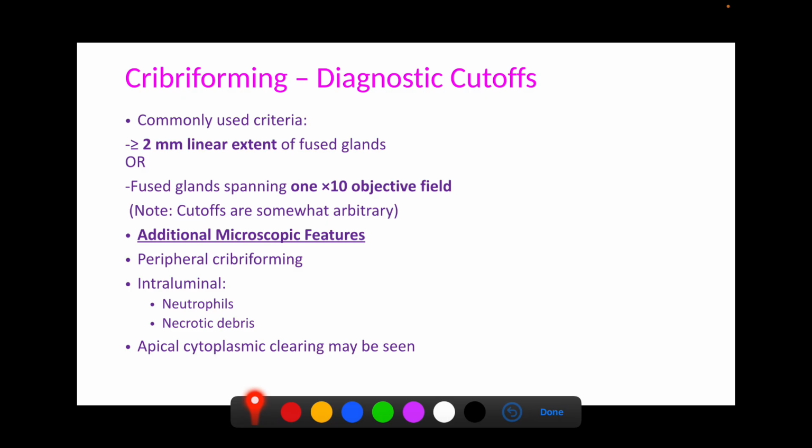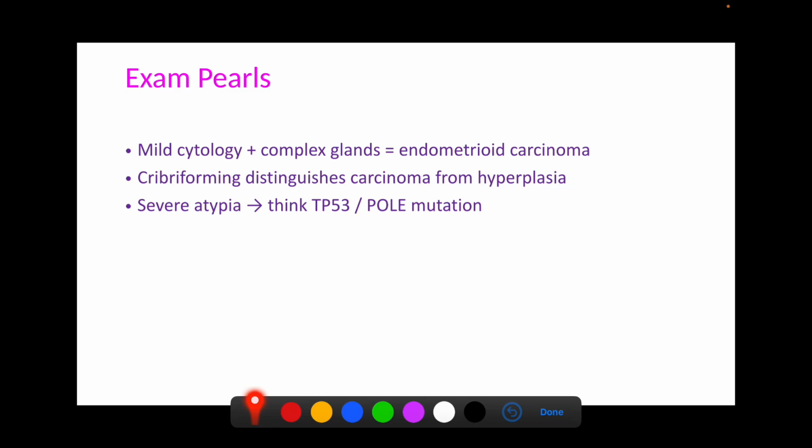Now, additional microscopic features are peripheral cribriforming as well as intraluminal neutrophils and necrotic debris, and apical cytoplasmic clearing may be seen. Mild cytology and complex glands are suggestive of endometrioid carcinoma. If a cribriform pattern is seen, it distinguishes carcinoma from hyperplasia, because hyperplasia is devoid of cribriforming pattern. And if severe atypia is there, we have to think of TP53 or POLE mutation.